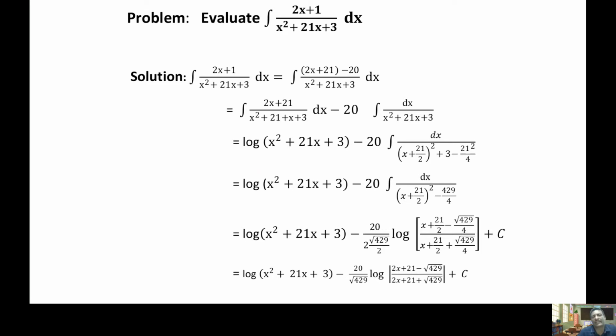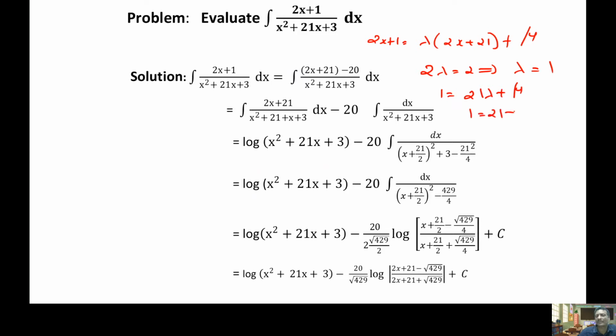Integral of (2x + 1) by (x squared + 21x + 3). So you see, you take what? 2x + 1 is equal to what? Lambda into (2x + 21) plus mu. Equating the coefficient of x, 2 lambda is equal to 2, so lambda is equal to 1. Next, equating the constant term, 21 lambda plus mu, so 1 is equal to 21 plus mu. Mu is equal to 1 minus 21. What is the answer? Minus 20.